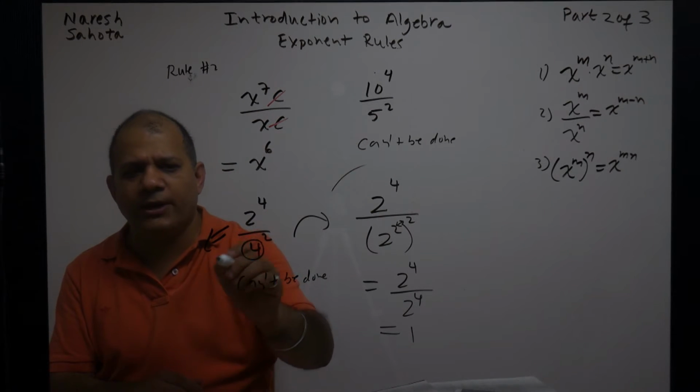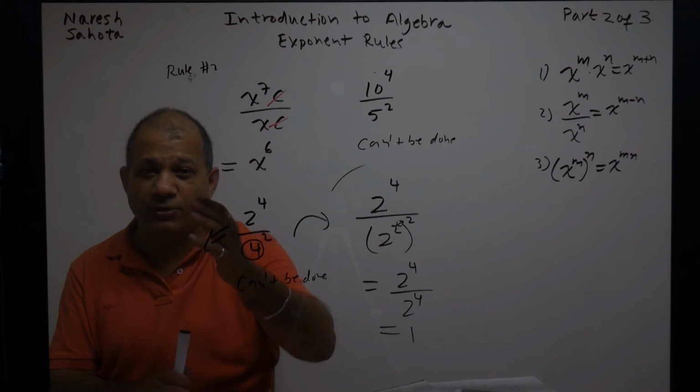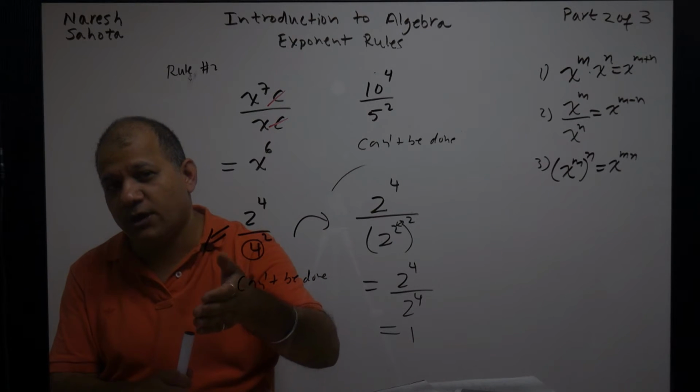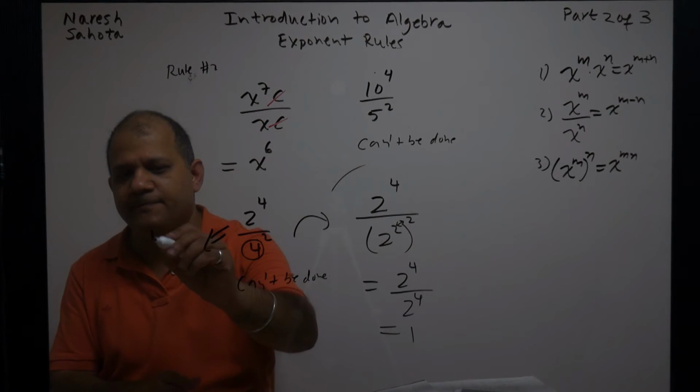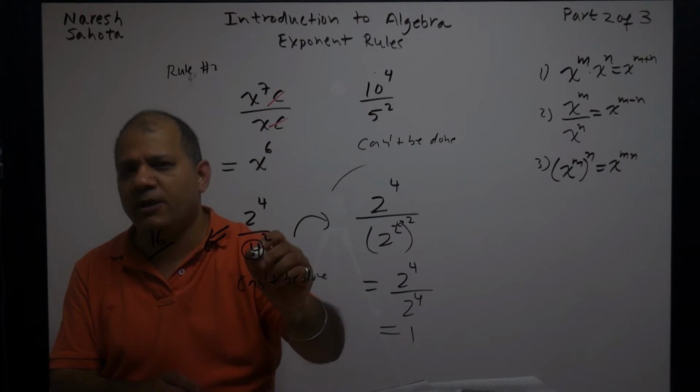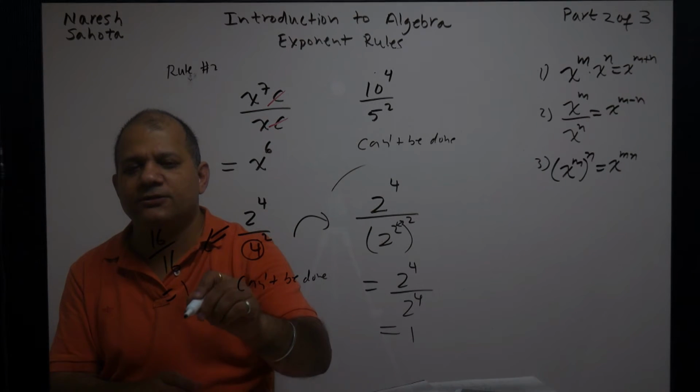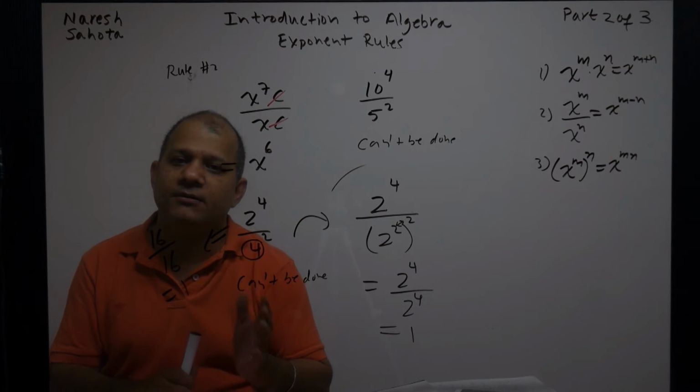Now let's do this the long way. What's 2 to the 4? So you multiply 2 4 times. 2 times 2 is 4, times 2 is 8, times 2 is 16, right? And what about 4 squared in the denominator? That's also 16. So 16 divided by 16 is 1, right?